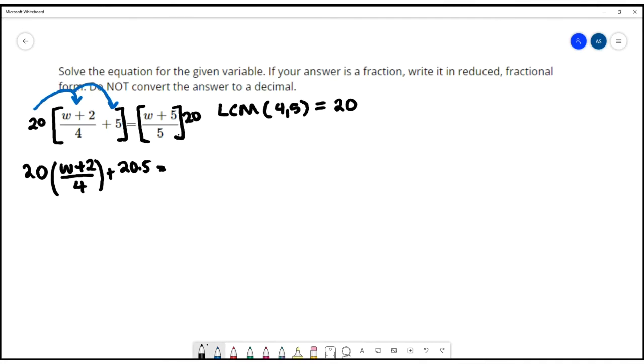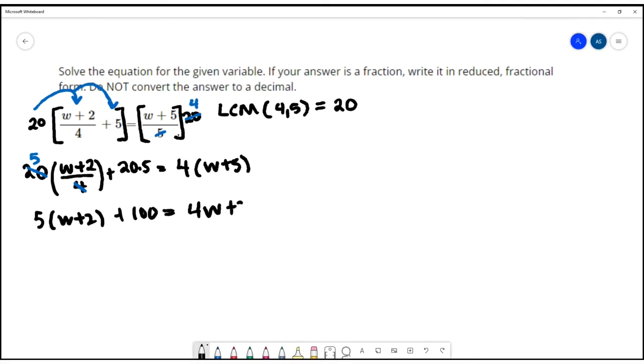On the right-hand side, I can start reducing. 5 divides into 20 4 times. This will give 4 times w plus 5. On the left-hand side, 4 divides into 20 5 times and gives 5 times w plus 2. 5 times 20 is 100. I'll use the distributive property. 4 times w plus 5 is 4w plus 20.